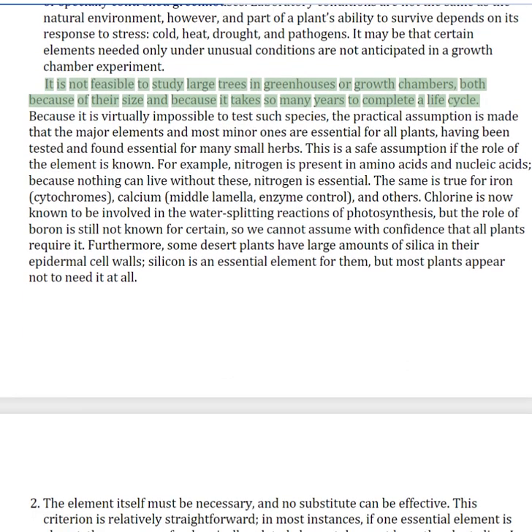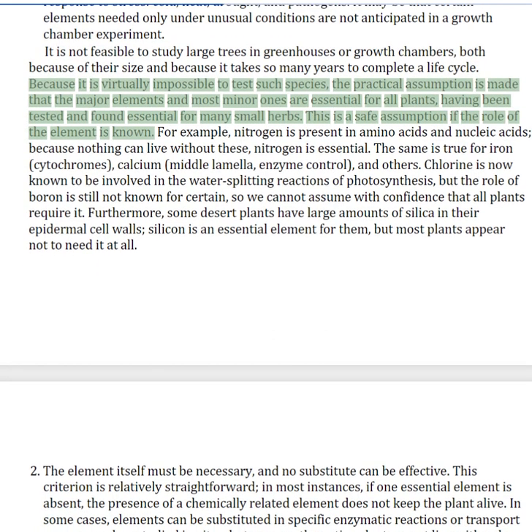It is not feasible to study large trees in greenhouses or growth chambers, both because of their size and because it takes so many years to complete a life cycle. Because it is virtually impossible to test such species, the practical assumption is made that the major elements and most minor ones are essential for all plants, having been tested and found essential for many small herbs.